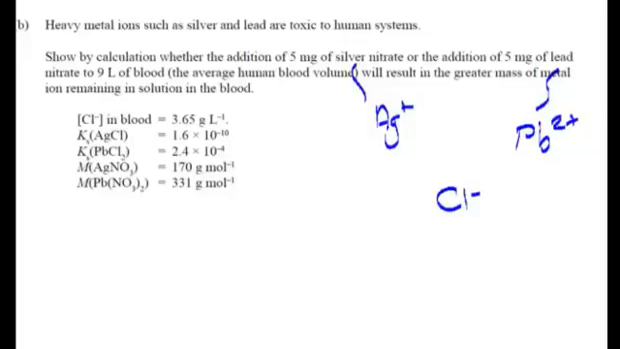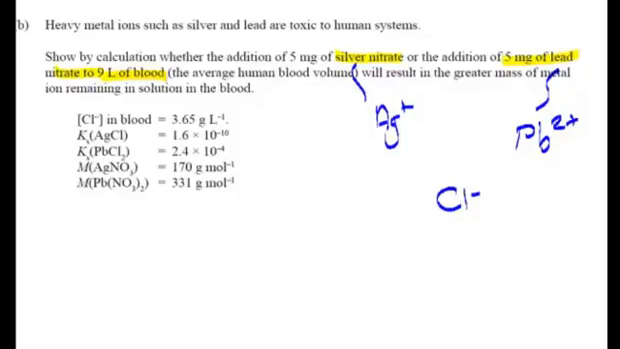Now in this question, if we read it through, we're being asked to calculate basically a precipitate calculation. We're asked to show by the addition of silver nitrate, or a separate one, lead nitrate, to 9 litres of blood. So obviously for any concentrations we're dividing by 9 to make sure it's moles per litre, which will result in a greater mass of metal staying in solution, so staying as ions.